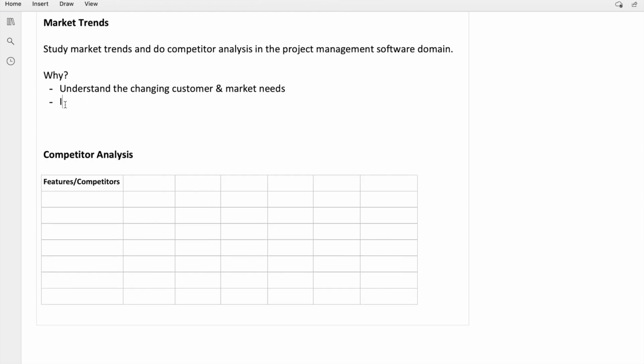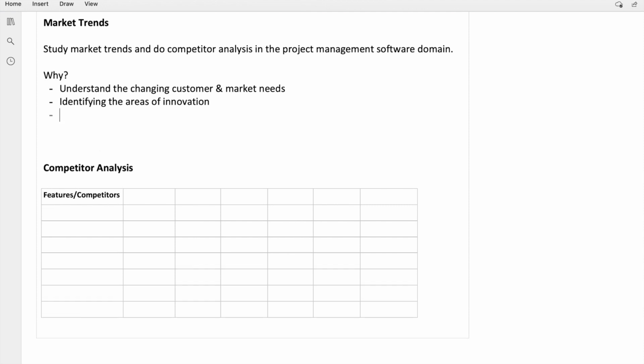The second reason is identifying the areas of innovation. It is pretty simple, right? Understanding the market trends and doing competitor analysis would help you understand how the dynamics is shifting in your software domain. So it will give you cues as in where to invest for innovation, what all features to build, what product strategies to adopt to sustain in these trending times.